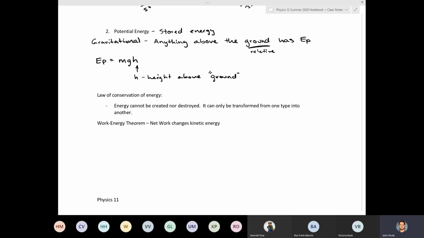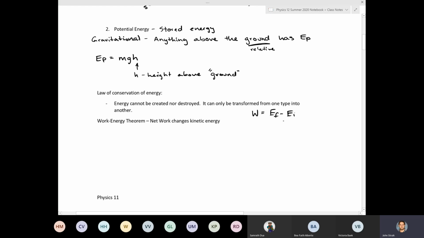So keep in mind that work is EF minus EI. Technically, if energy cannot be created nor destroyed, then the final amount of energy in the system has to be the exact same as the initial energy in the system, because you're not creating or destroying any energy. It's just a transfer. But when I say work is a change in energy, it's a change in a specific type of energy. It could be a change in EK or a change in EP, but it's not all the energy.